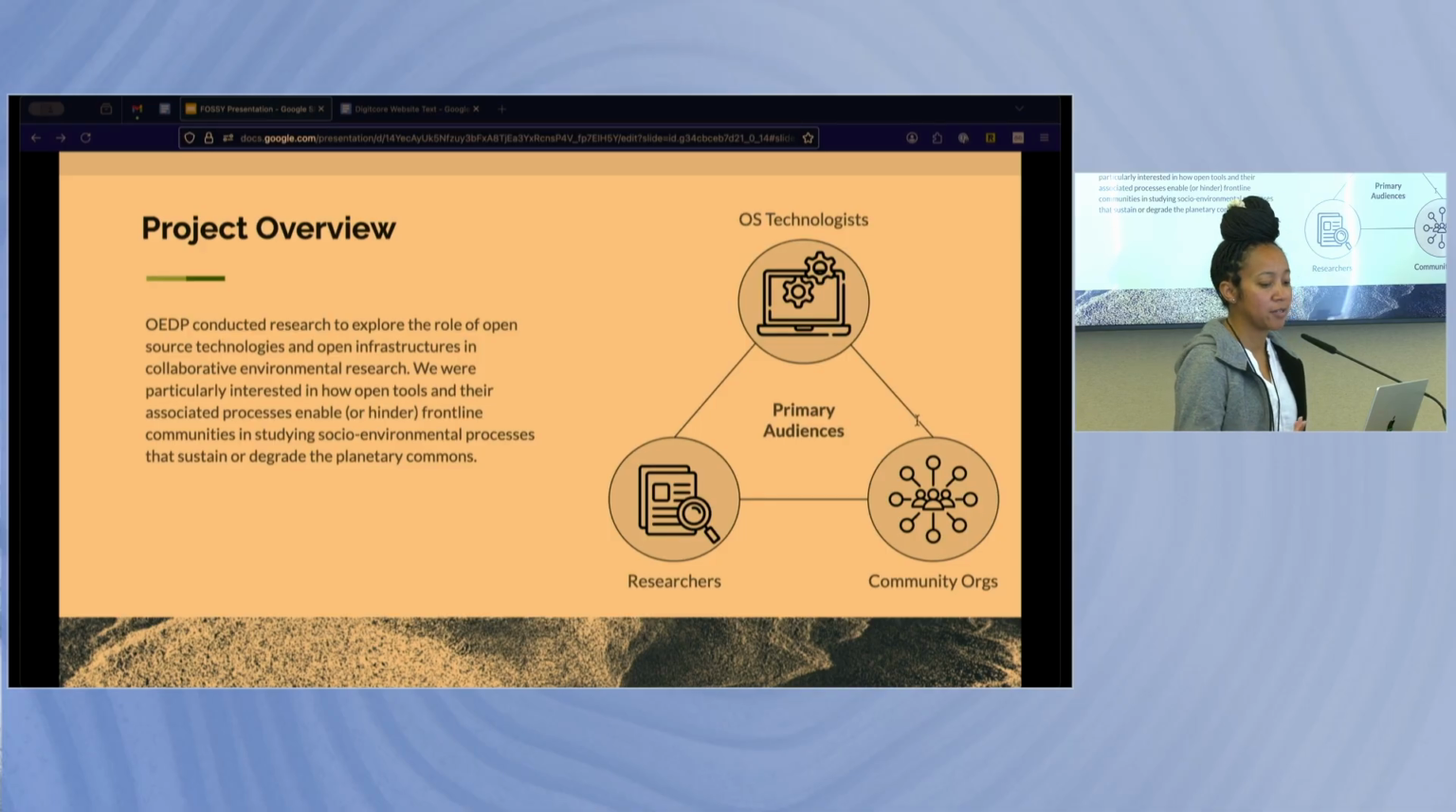And then we also had community organizations. Quite often those were civic science organizations like Open Air AQ, Open Air Quality. I don't know if anyone has heard of them, or others working specifically on the front line, right? So they had a different set of needs.